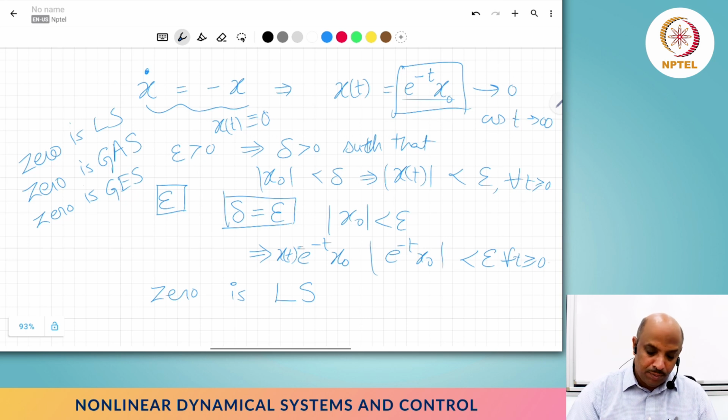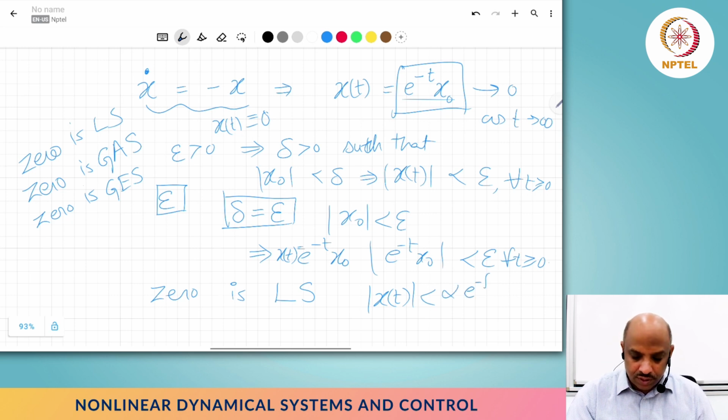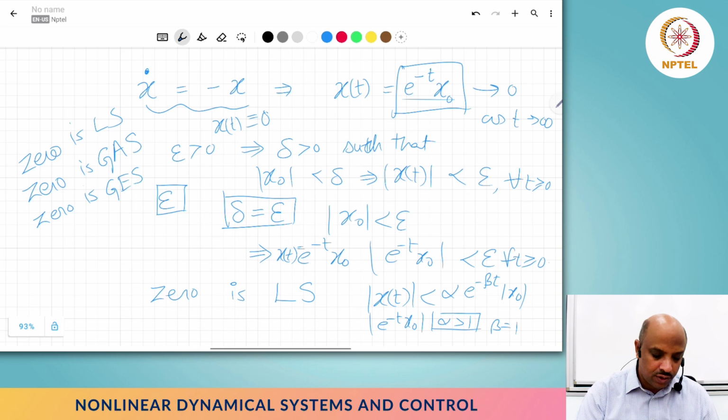Well, if you remember, we need to show that this is bounded by some positive alpha e raised to minus beta times the norm of x0. So here x of t is e raised to minus t x0. So essentially alpha could be greater than 1 and beta is exactly equal to 1. That's it, and then we satisfy that. So we get globally exponentially stable, right?